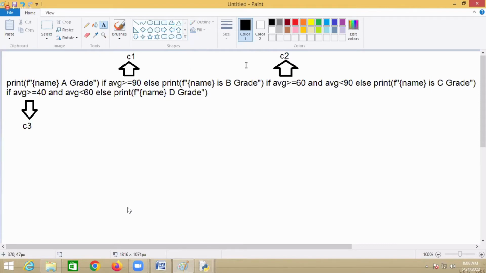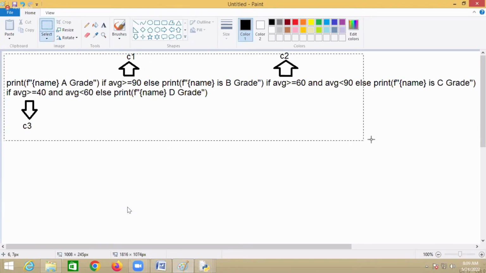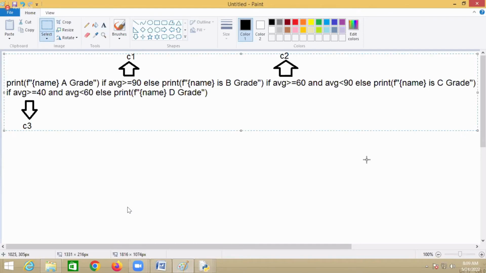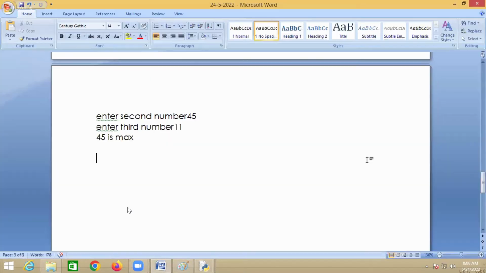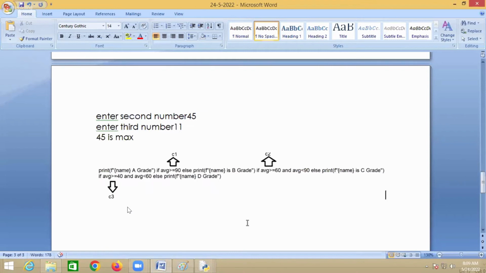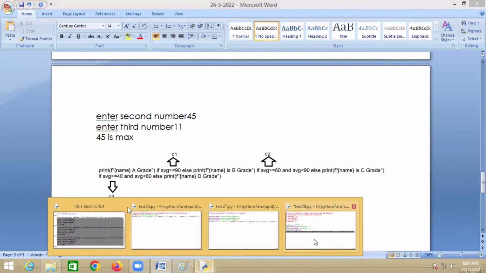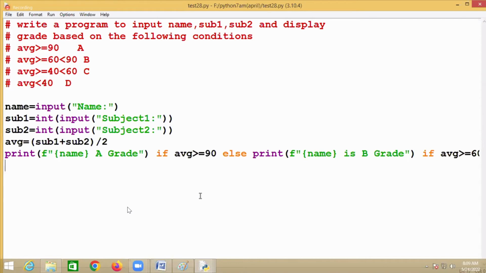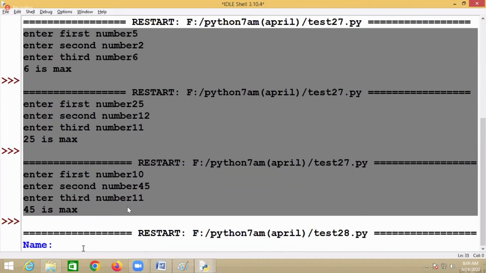If condition 1 is true, it will print A grade. If condition 1 is false, it will check condition 2. If condition 2 is true, it will print B grade. If condition 2 is false, it will check condition 3. If condition 3 is true, it will print C grade. Otherwise, it will print D grade. So you can have multiple conditions. For that, you have to use multiple conditional operators.